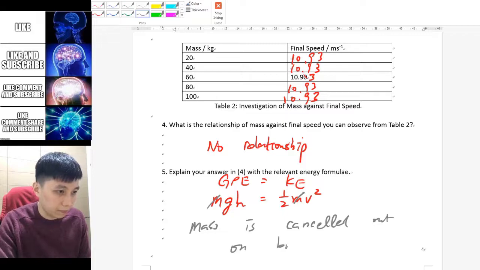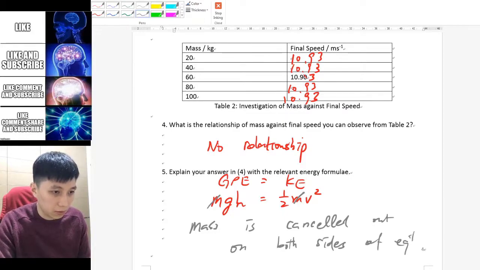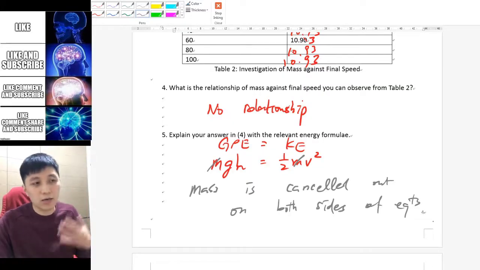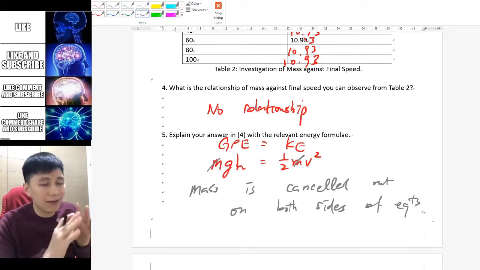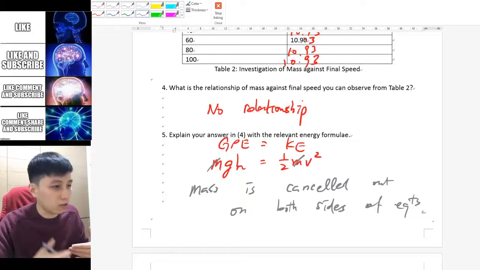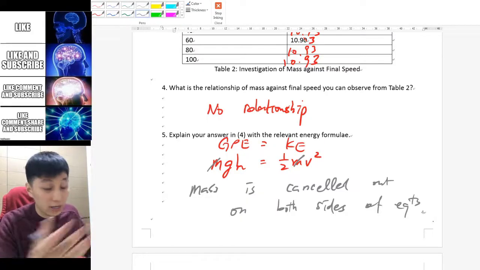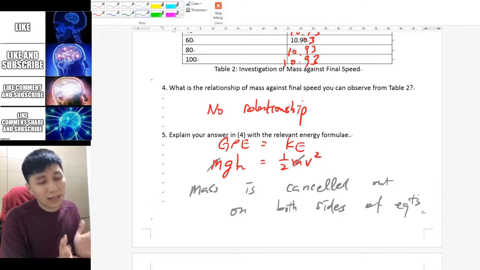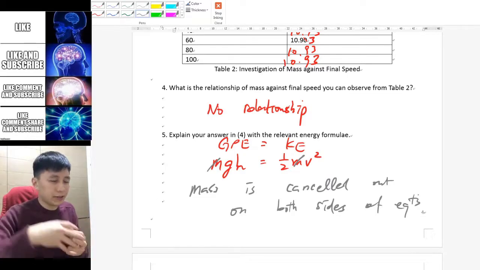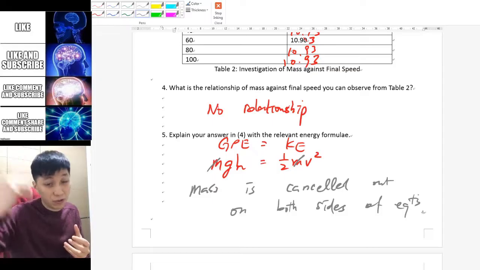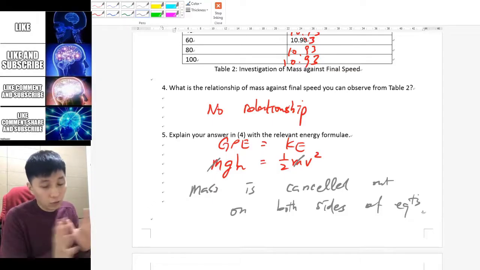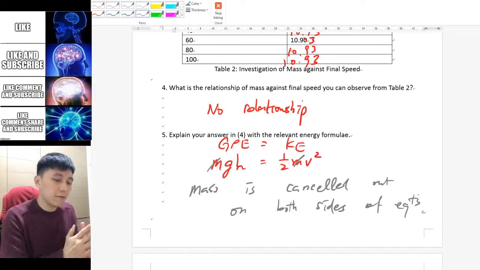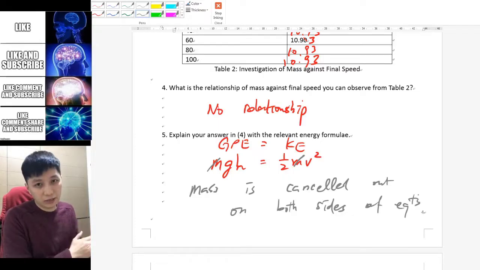on both sides of the equation, and so it will not be affecting anything else. It's not going to affect the v or anything else. And so that also means no matter what mass it is, as long as there is an object that changes GPE to KE, assuming there's no friction or air resistance, then the velocity will always be the same.